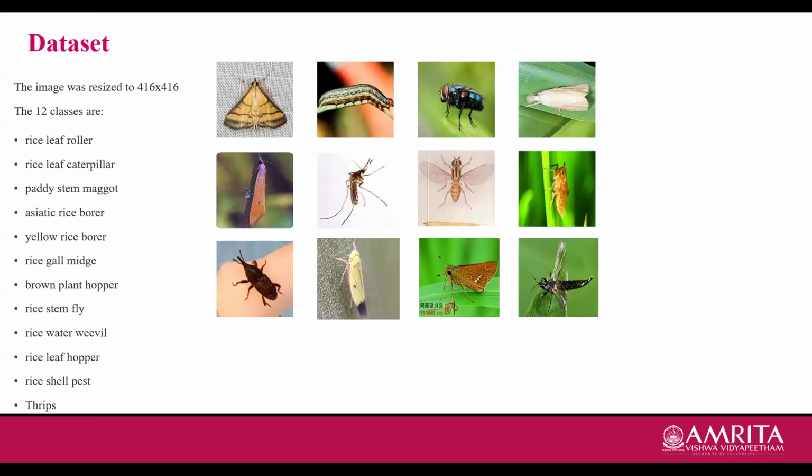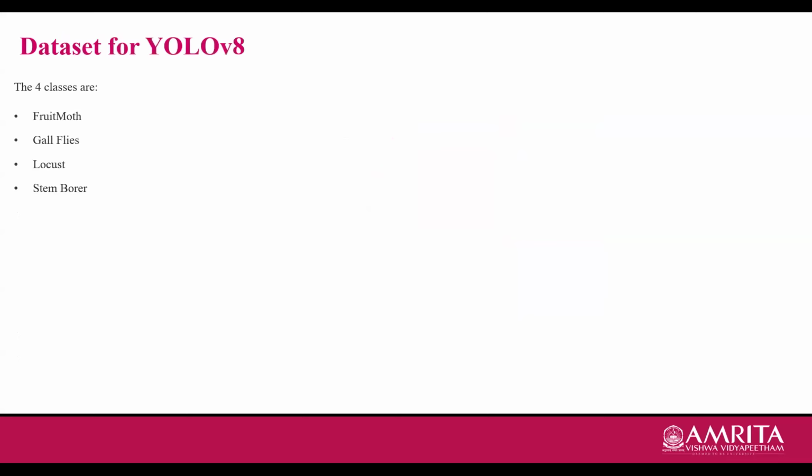Dataset. We have worked with a dataset containing 12 major rice crop pests, like rice stem borer, gall midges, etc. We initially trained our classification models on all 12 classes. Then we narrowed it down to 4 major pest classes: fruit borer, gall flies, locusts, and stem borer, for object detection with YOLO. Each image was resized to 416 by 416 pixels to maintain consistency and optimize training.